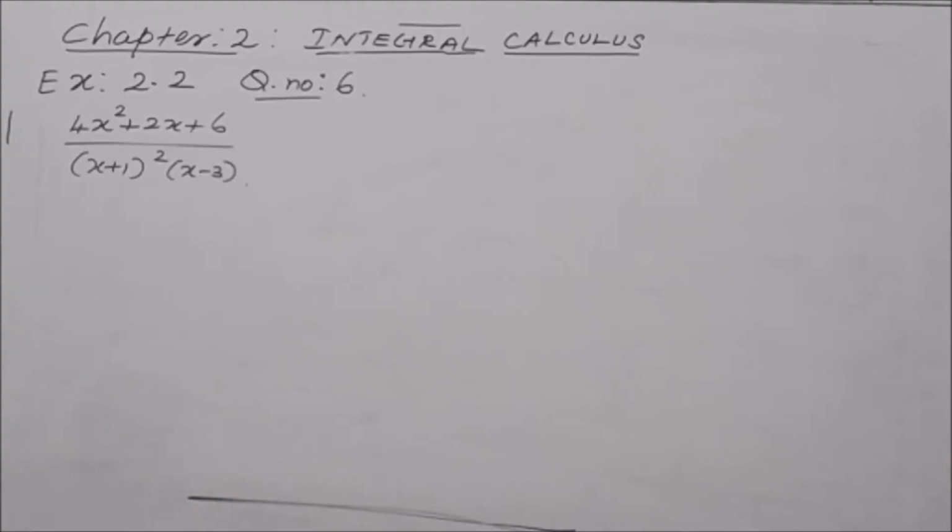Question number 6. Given (4x² + 2x + 6) / ((x + 1)² (x − 3)). First of all, we should split the given whole fraction into simple fractions.